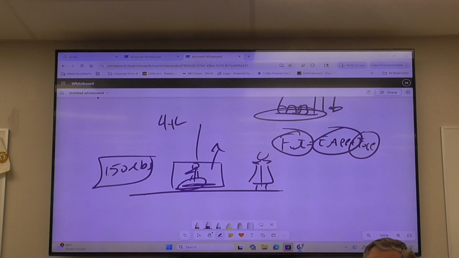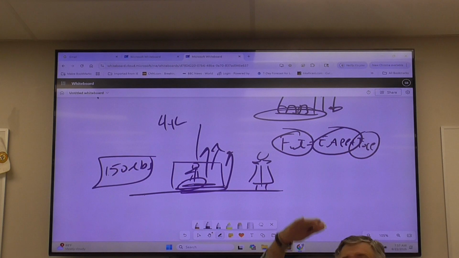So you are going to be accelerated upwards. The bottom of the elevator is going to force you to accelerate upwards.